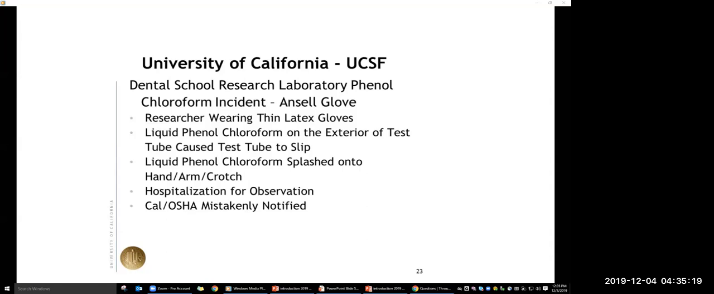The phenylchloroform flowed down the glove onto his arm and eventually ended up in his crotch. He went to the emergency shower to wash it off and was sent to the hospital. Because the phenylchloroform got into his crotch, the doctor elected to hold the researcher overnight for observation. This normally would not be a Cal OSHA reportable serious injury. However, the UCSF campus workers' comp manager elected to report this incident to the local Cal OSHA district office.